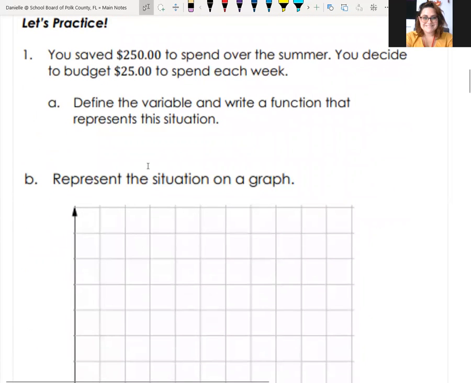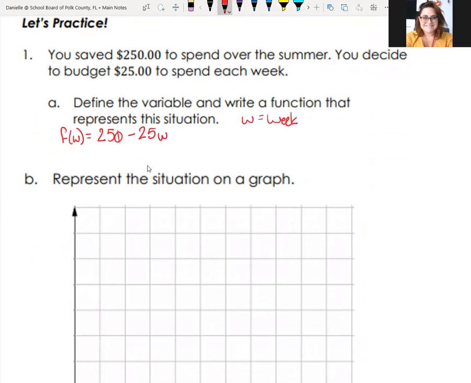You have $250 to spend over the summer, and you decide to budget it for $25 a week. So let's go ahead and do that. I'm going to go with f of x equals 250 minus 25 per week. So I'm going to change my x to week. And I can rewrite this as well for those of us that like to use x.